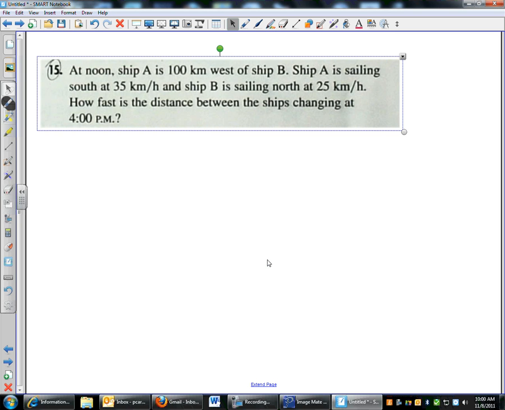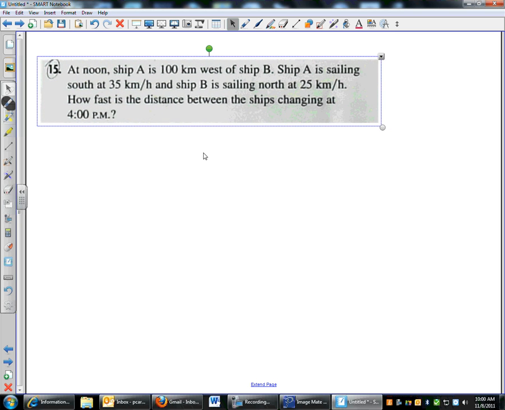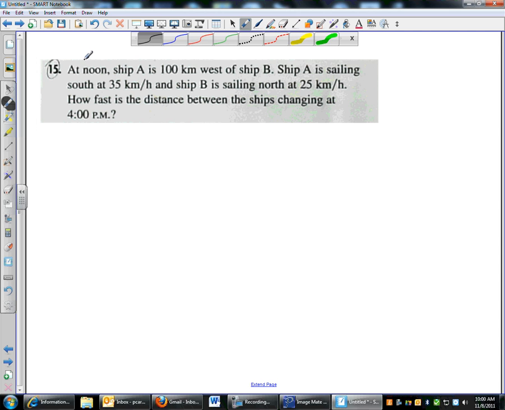All right, so here we go. At noon, what is noon? 12 o'clock. All right. Ship A is 100 kilometers west of ship B. So here's what I'm going to do. West is, we generally think of that as left, right? So I'll put A right here. And then 100 kilometers this way is ship B. So there's A, there's B. We good so far?